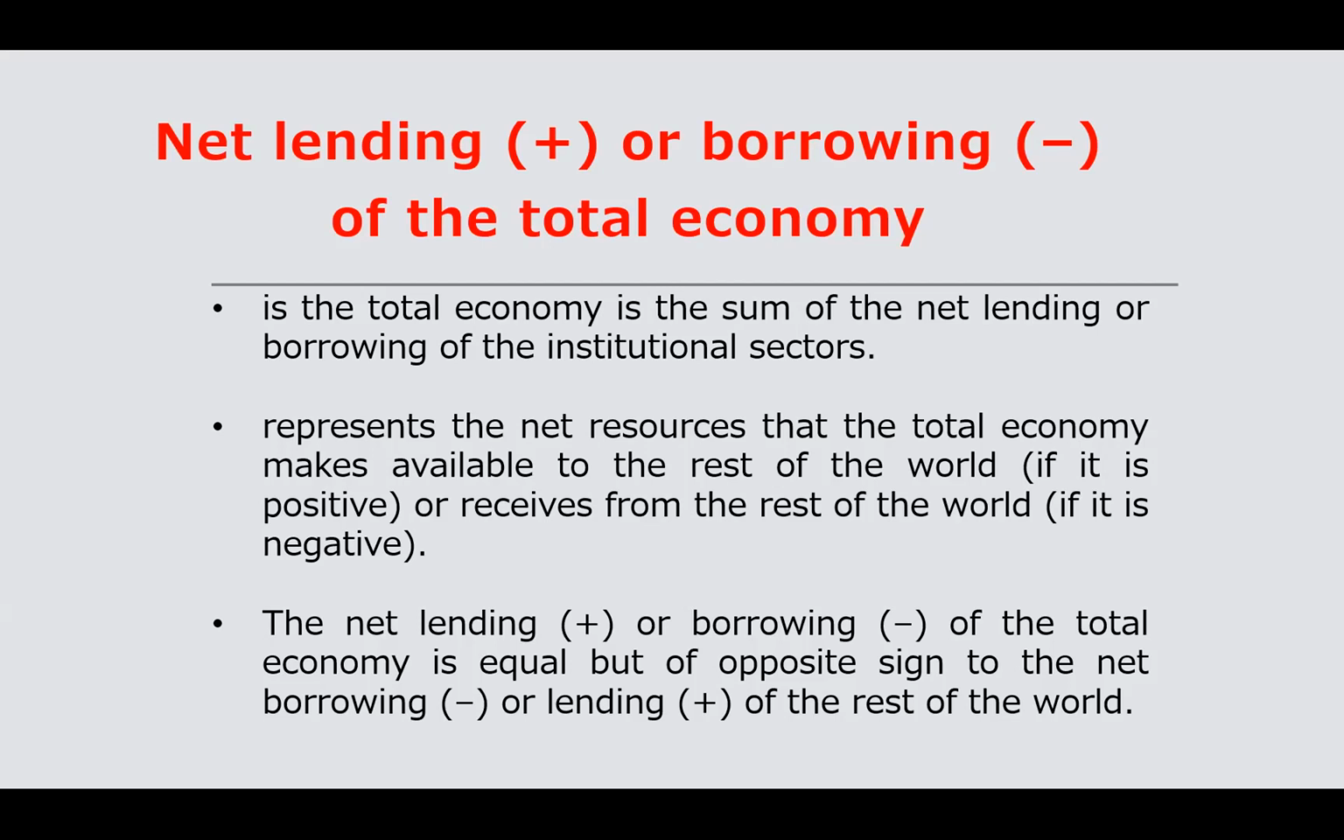Net lending or borrowing of the total economy is the sum of the net lending or borrowing of the institutional sectors. It represents the net resources that the total economy makes available to the rest of the world or receives from the rest of the world. The net lending or borrowing of the total economy is equal to, but the opposite side of, the net borrowing or lending of the rest of the world.